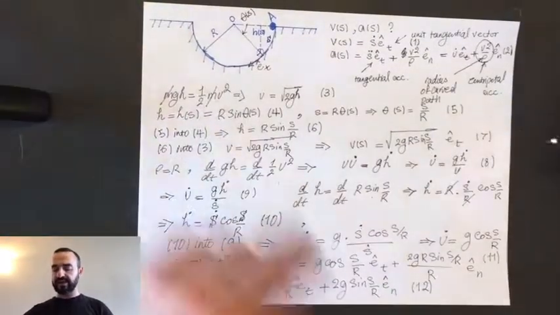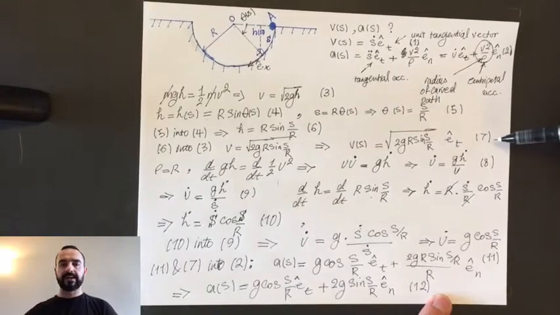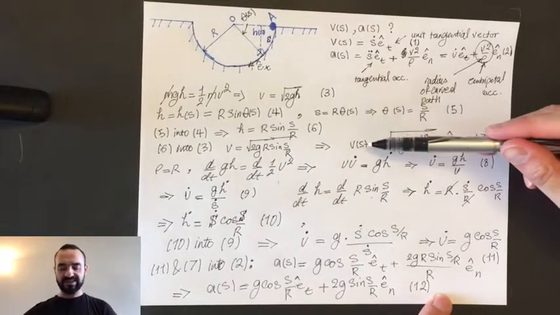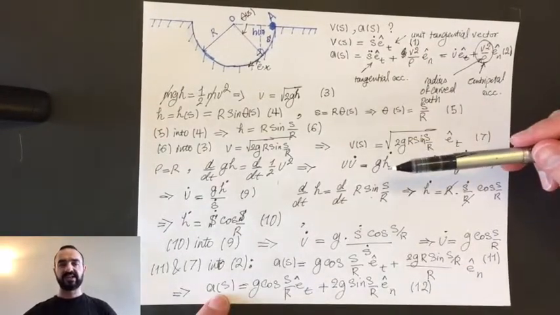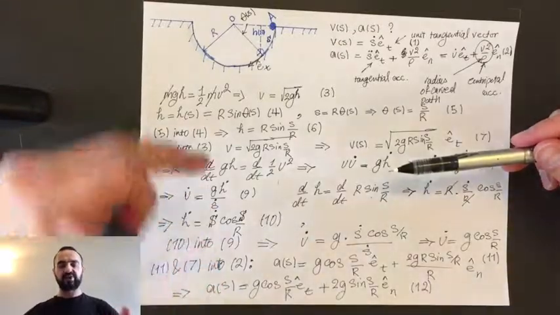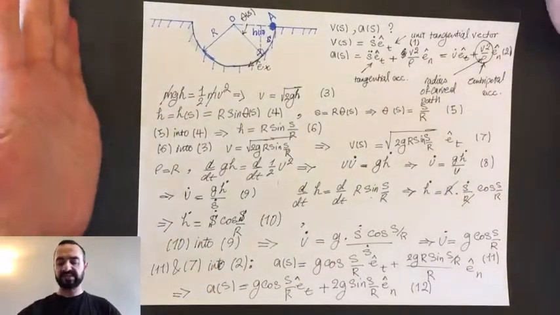So if you look at equations 7 and 12, you have velocity and acceleration in the curvilinear coordinate system in terms of s.